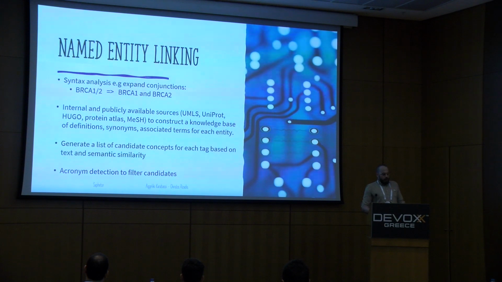So we had to be able to link the tags of the text with entries in our database. In order to achieve that, we built our own abbreviation detection model to help in this regard. We also performed some syntax analysis. For example, you can see a single tag, BRCA1/2, was expanded so we can match 2 genes in our database. And finally, for each tag, we generate a list of candidates, which we evaluate based on their similarity with the actual publication. In order to do that, we had to build a context for each possible entry that we can compare with the actual publication.